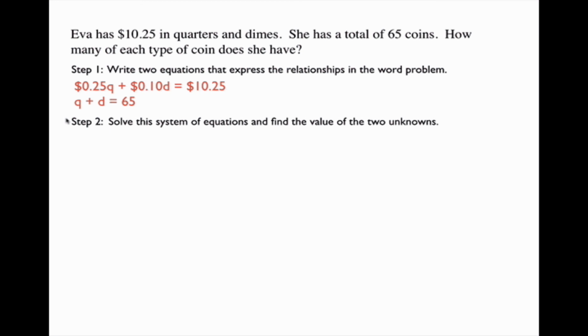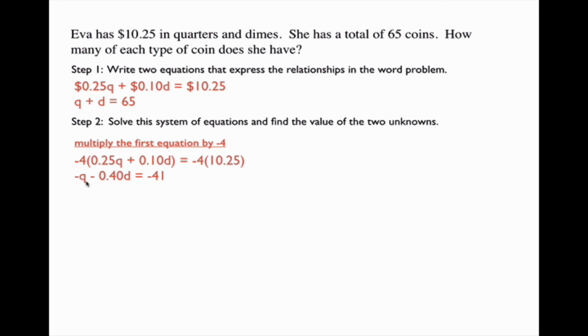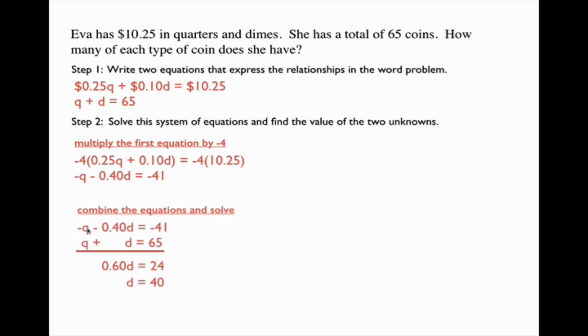So to accomplish this, the first thing I did was multiply this first equation by -4. When I do that, I turn this 0.25q into a negative q. Then the 0.10d turns into a negative 0.40d, and this 1025 turns into a negative 41. Then I'm going to take my new equation and combine it with q plus d, and when I do that, I eliminate the q's.